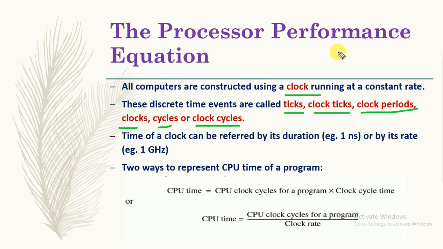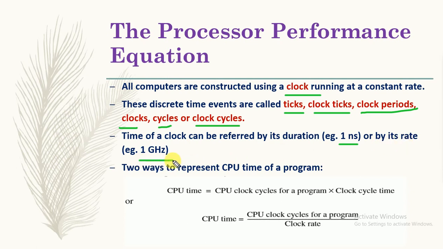In this explanation we are going to discuss performance in terms of the speed of the processor, that means clock speed: based on the clock, how we can evaluate the performance of the system. So the time of a clock can be referred to by its duration, for example 1 nanosecond, or by its rate, like 1 gigahertz.